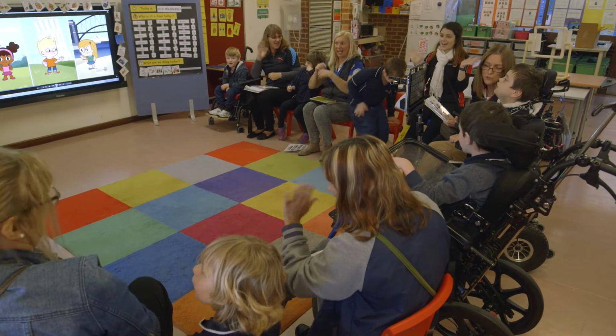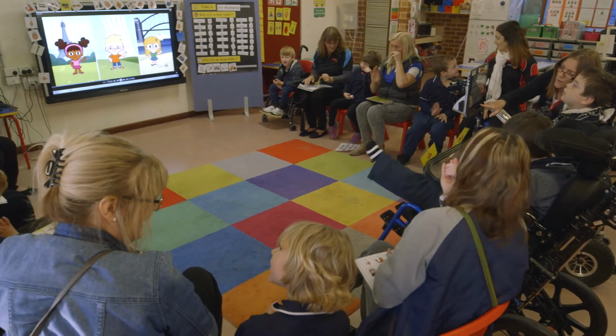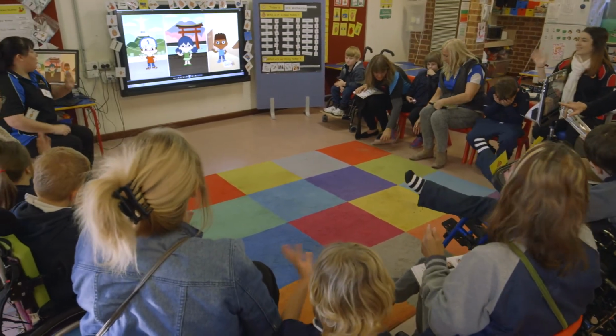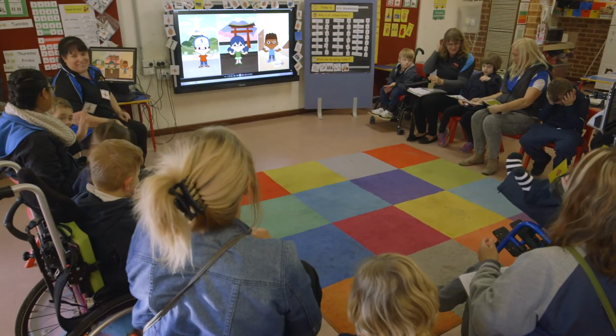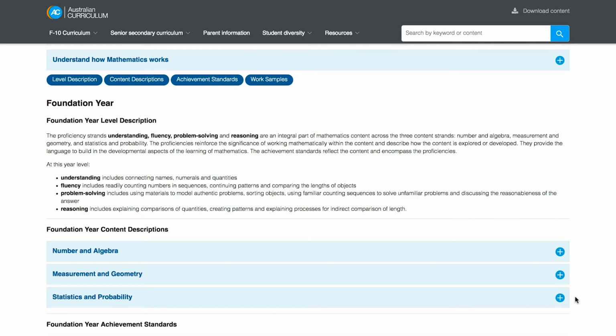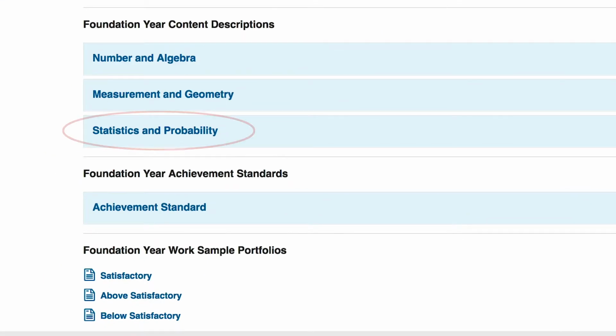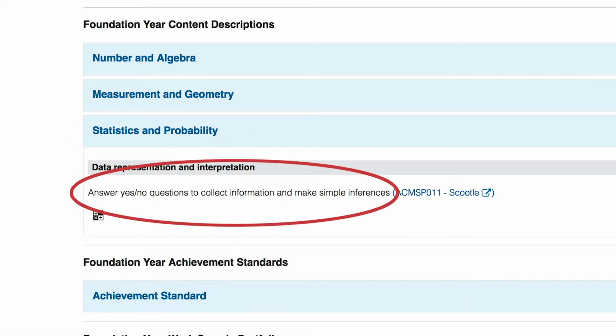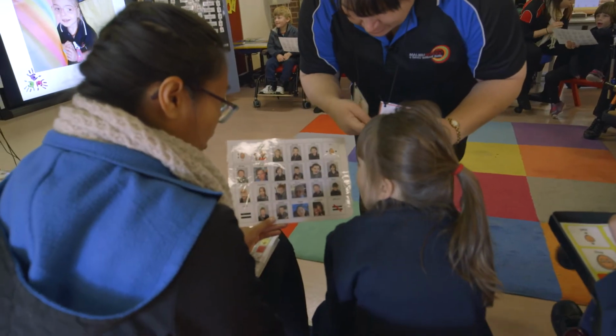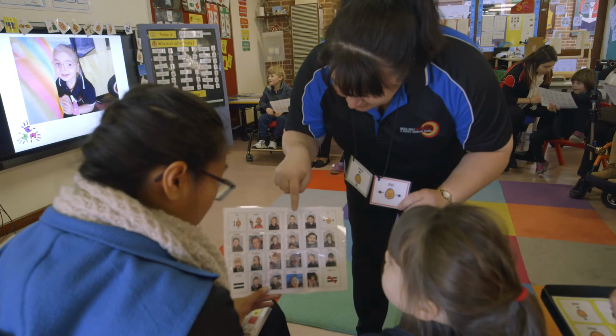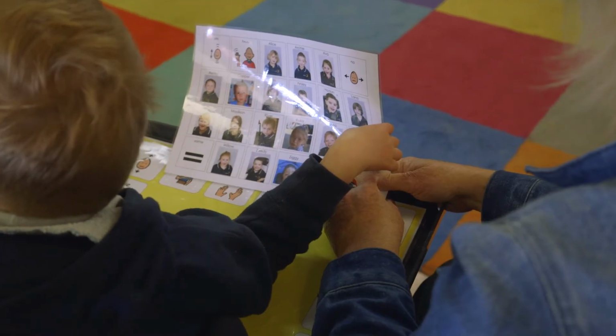So within this illustration there's 10 students who are in their first formal year of schooling, so pre-primary and Year 1. So the students were participating in a mathematics lesson focusing on statistics and probability. The teacher is able to access the foundation curriculum to provide and focus the lesson of who's at school. Collecting and using data is made relevant to everyday activities, such as school attendance.